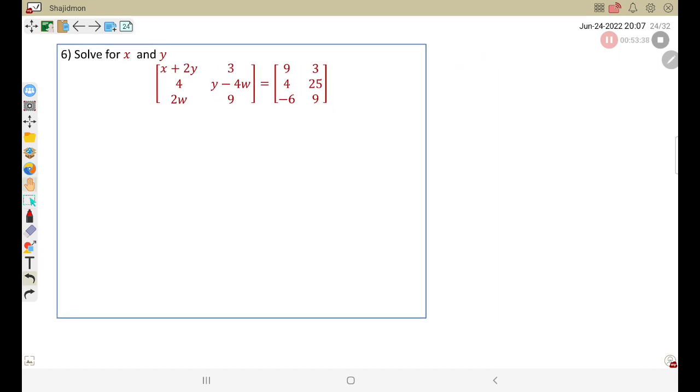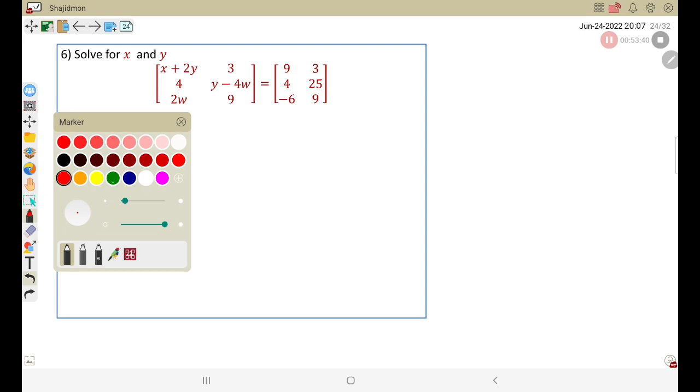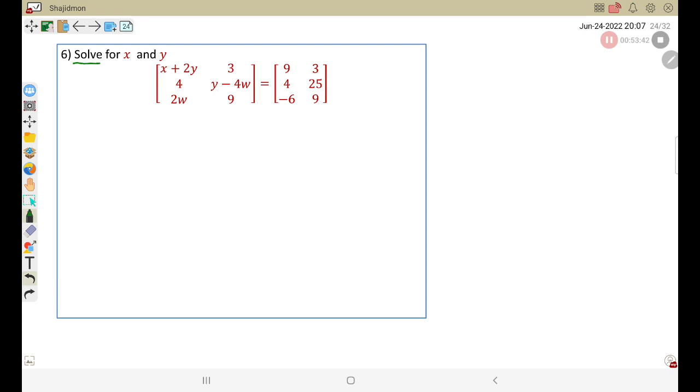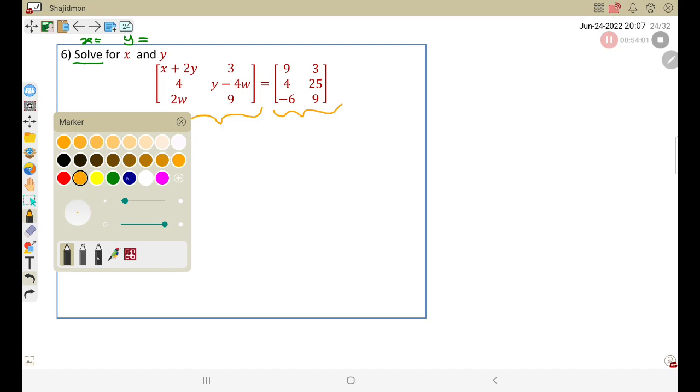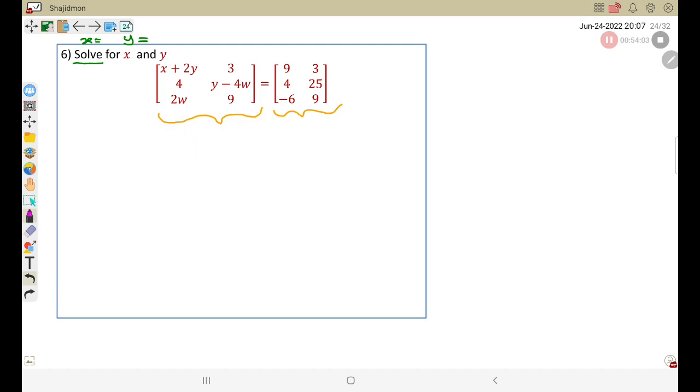Solve for x and y. Solve means find the value of x and find the value of y. What is the condition given? If this matrix is equal to this matrix, these two matrices are equal, then what are the values of x and y? So, we studied the meaning of matrices being equal.